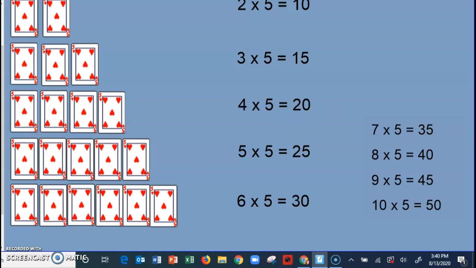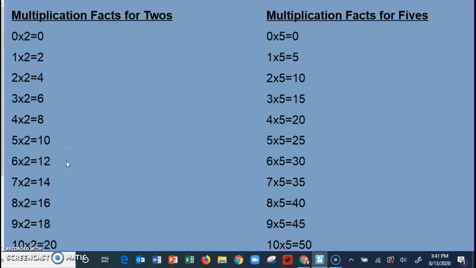And here are your multiplication facts for 2's and 5's laid out in a column. Your multiplication facts for 2's: each number goes up by 1 each time, and all of them are multiplied by 2, and my products are 2, 4, 6, 8, 10, 12, 14, 16, 18, 20. With my 5's, again, going up by 1 each time, all multiplied by 5: 0, 5, 10, 15, 20, 25, 30, 35, 40, 45, 50.